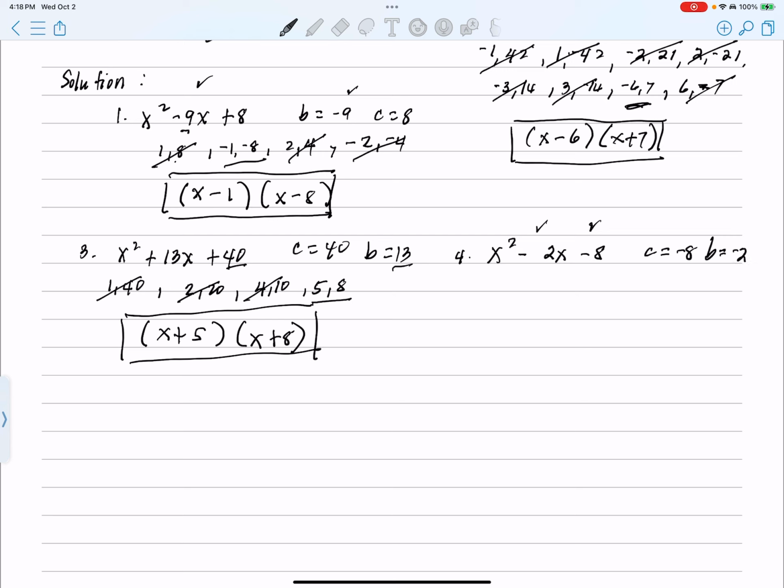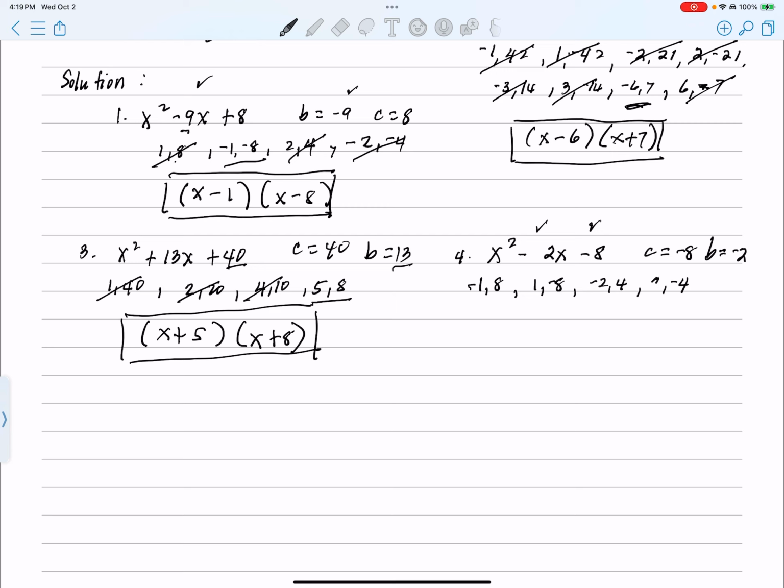So we have negatives in the middle and in the last term. So let's have the factors of negative 8. When we get the sum, we'll come out with a negative 2. So let's factor negative 8. So negative 8, that's negative 1 and 8, or 1 and negative 8. We have negative 2 and 4, or 2 and negative 4.